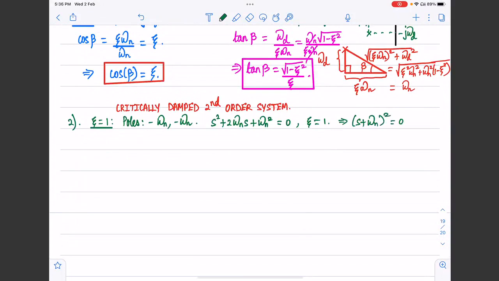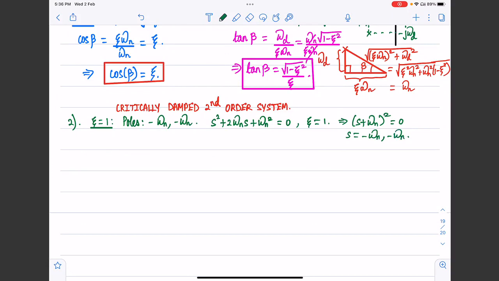Okay, that is why we get the poles to be repeated. Minus omega n. So this is a pair of repeating poles on the negative real axis. Okay, so that's how they are. Let me erase this and write it a little bit bigger. We have the poles equal to minus omega n and minus omega n. So there are two repeating poles.